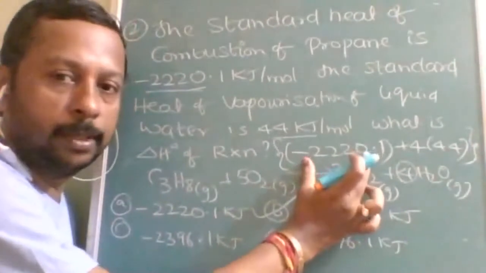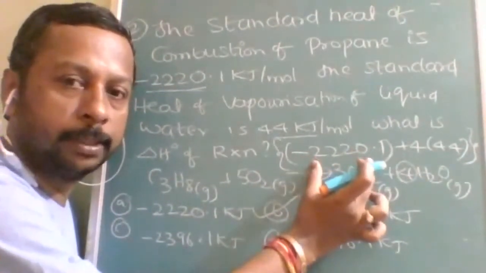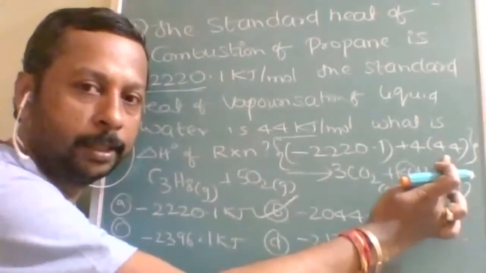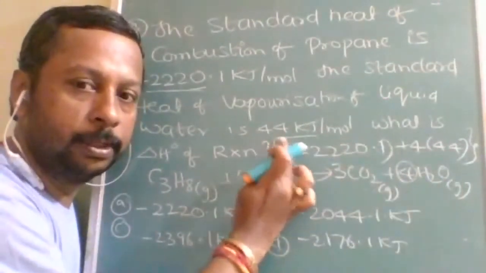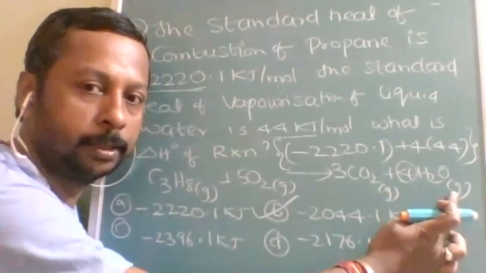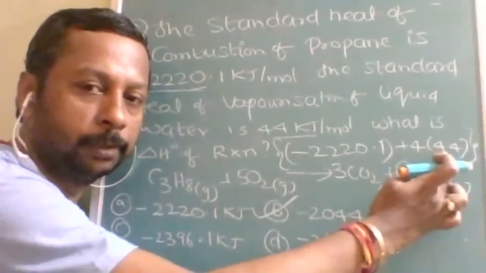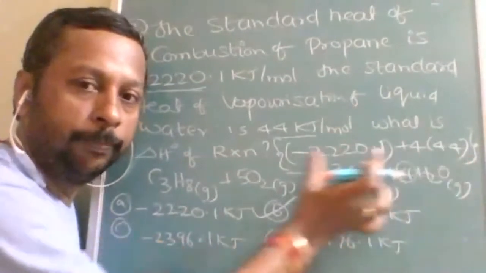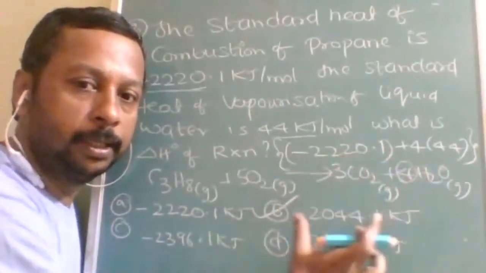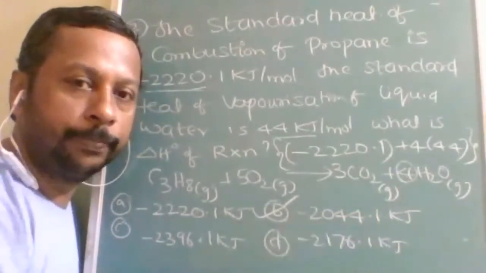This much energy was released, but out of this much energy, for each mole of water converting, 44 kilojoules is required. Here 4 moles of water is to be converted into gas. Therefore 4 into 44. This is the expenditure. This is what we received through the combustion. So net energy released will be this much. Is it understood?